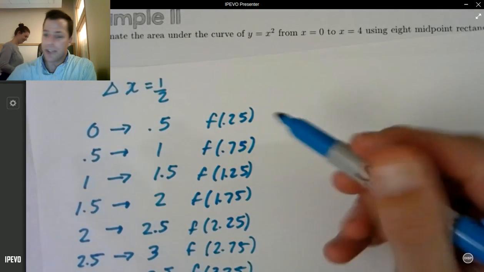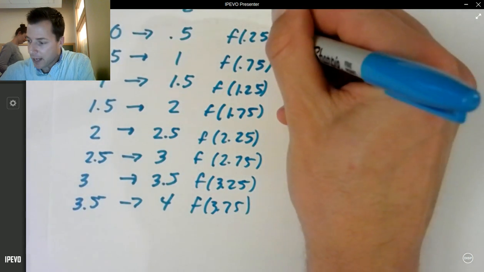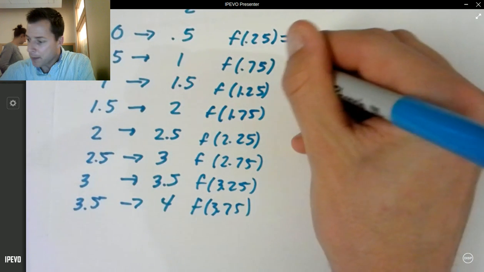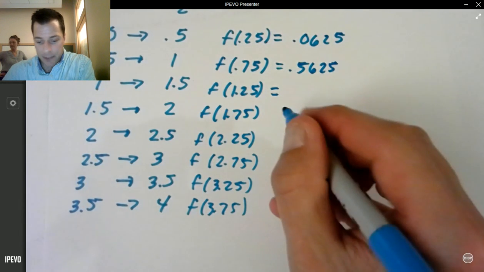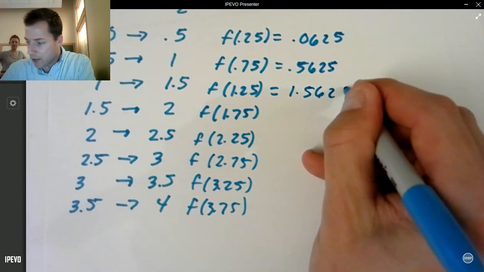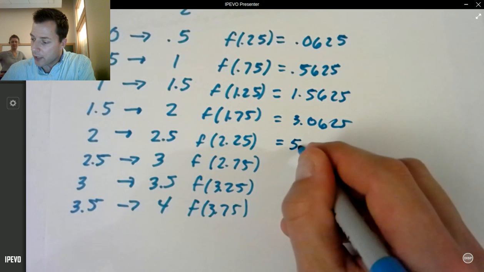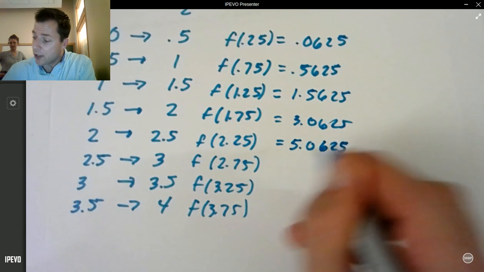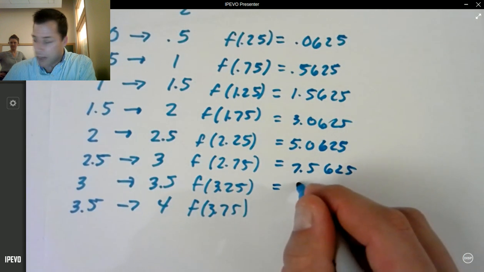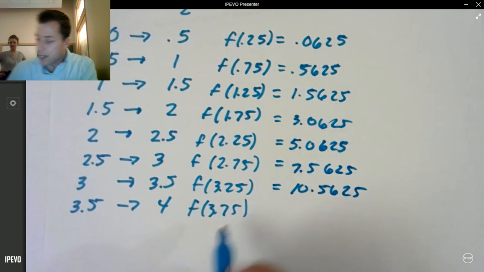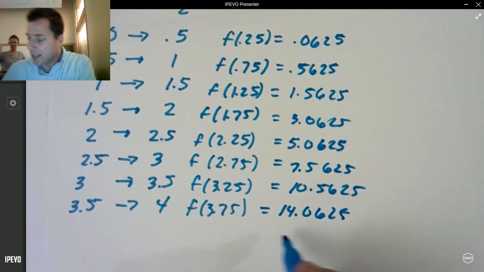All right, so now all those values need to be plugged in and multiplied by 1/2. When I actually do these out, I get 0.0625, 0.5625, 1.5625, 3.0625. You just plug all these values in and square those into the function, and we're going to add all these up. The last one would be 3.75 squared, which gives us 14.0625.